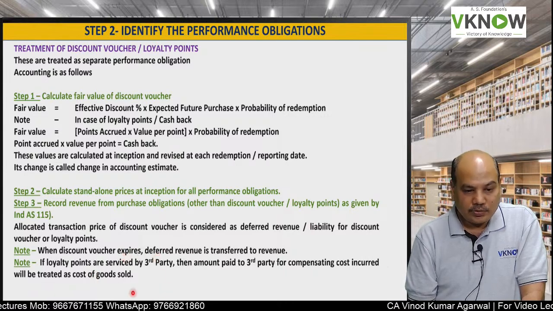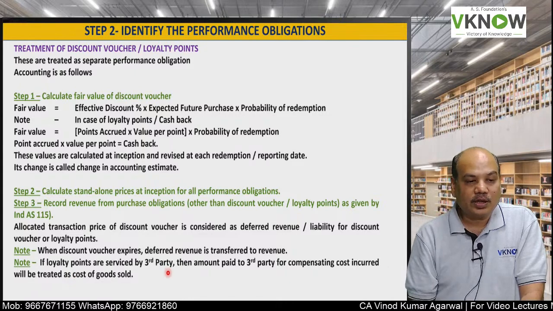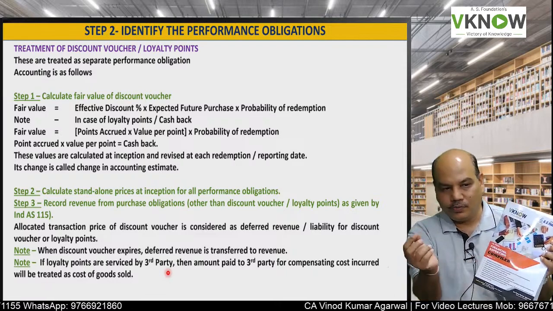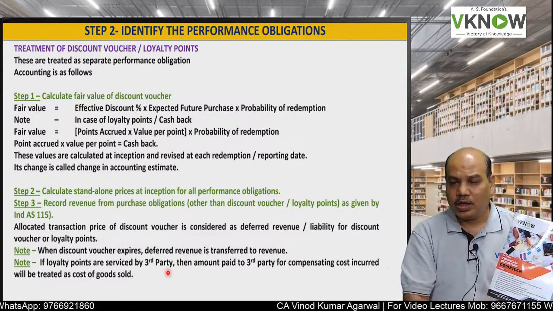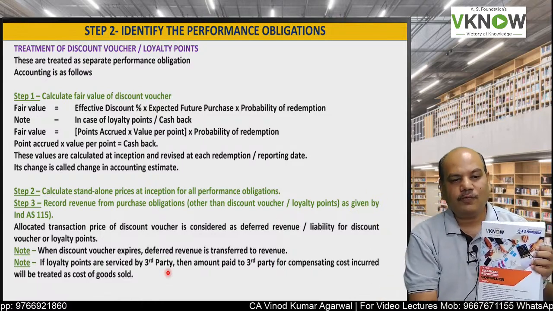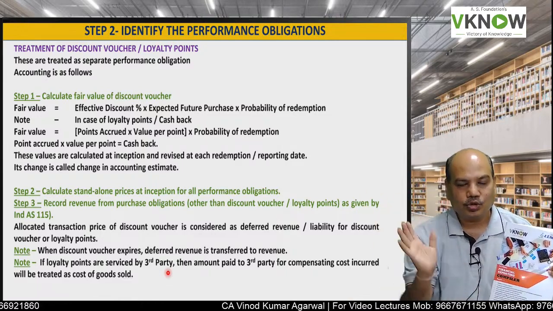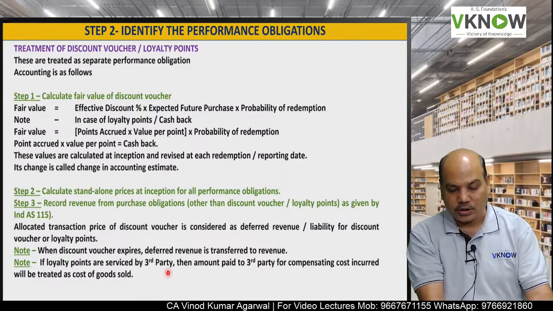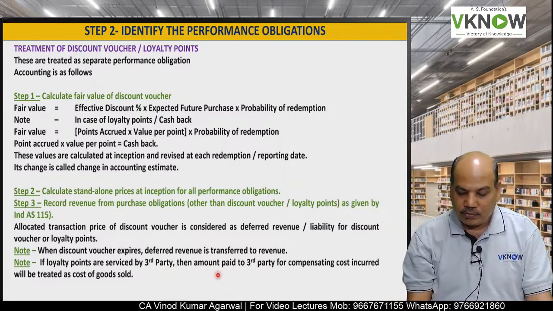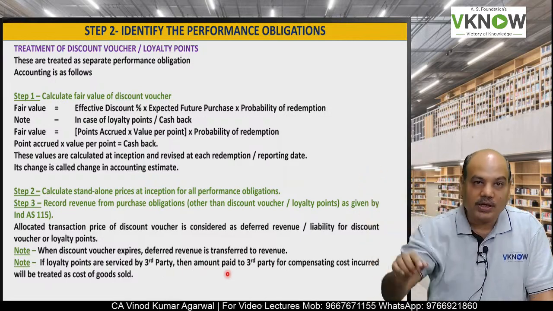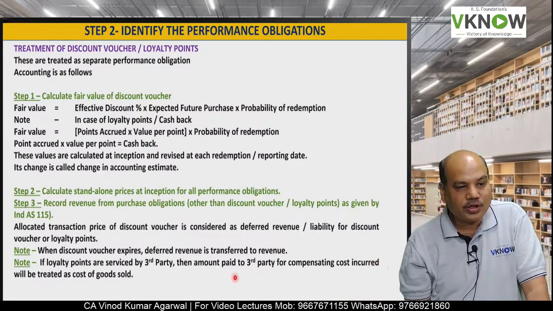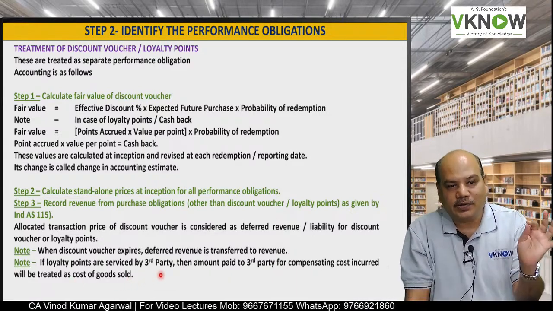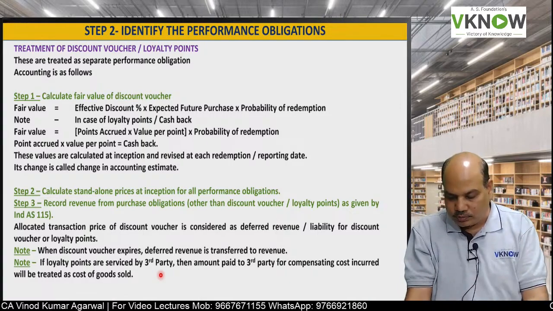Sometimes the loyalty points are serviced by a third party. So I will sell this FR compiler book and I will give you a coupon and I will say you can go and purchase petrol from the nearby petrol pump, show this coupon voucher and they will deliver you the petrol. Okay, so my loyalty point is serviced by the petrol pump dealer. Then the amount paid to the third party for compensating the cost incurred is treated as cost of goods sold, because that will also be treated as a cost of goods sold towards this book.